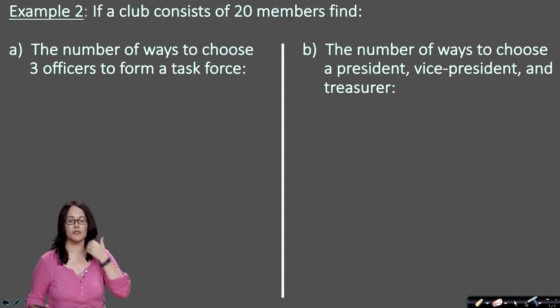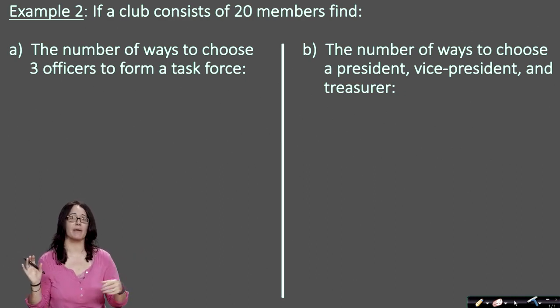Example 2, suppose you have 20 members in your club. Question A says, find the number of ways that you could choose 3 officers to form a task force for something, right? The question you ask yourself again is, can I repeat? Well, no, once you pick someone, you've picked them. You're not going to put them back into the pile, right? They're either picked or they're not picked. So no repetition, so permutation or combination is your choice now.